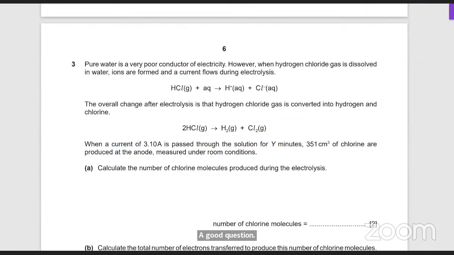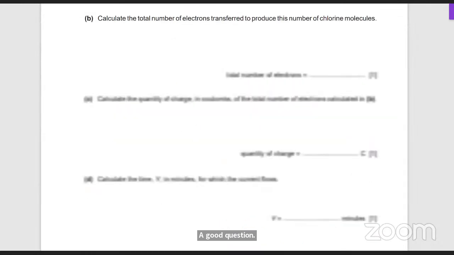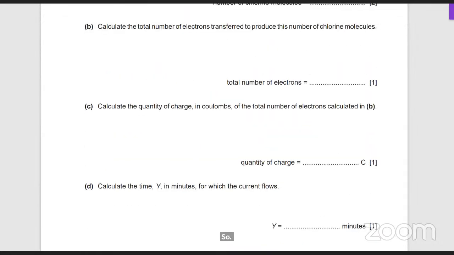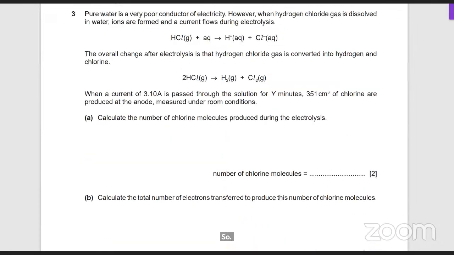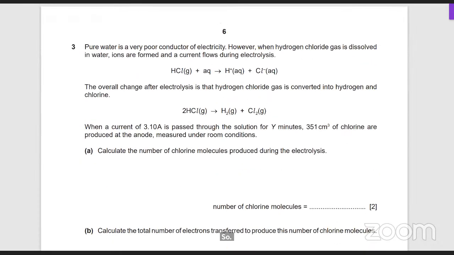सर द क्वेश्चन नंबर 3 का सी पार्ट. Calculate the quantity of charge in coulombs of the total number. पूरा ही करना पड़ेगा. ठीक है, he's saying pure water is a very poor conductor of electricity. However, when hydrogen chloride gas is dissolved in water, ions are formed and the current flows during electrolysis. ठीक है, so the overall charge after electrolysis is that the hydrogen chloride gas is converted into hydrogen and chlorine. When a current of 3.1 ampere is passed through the solution of Y, 351 cm3 of chlorine are produced at the anode measured under room conditions. Calculate the number of chlorine molecules produced.